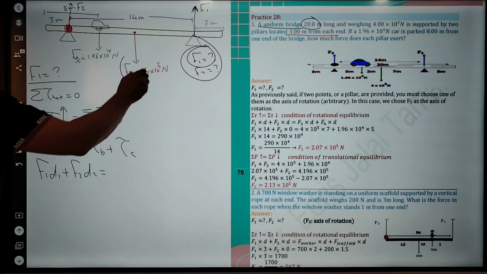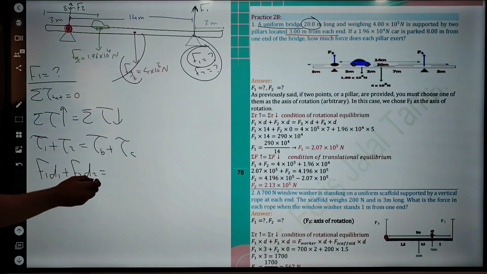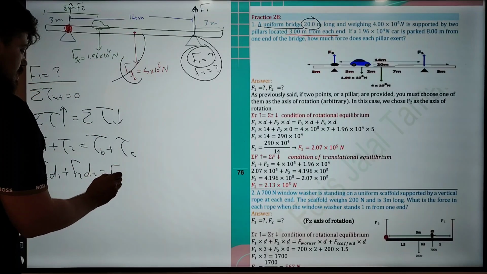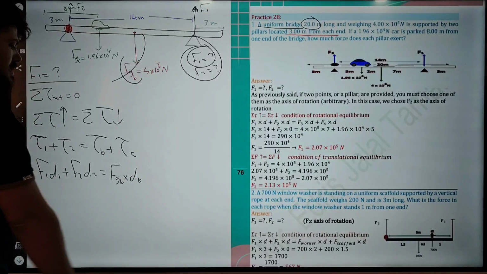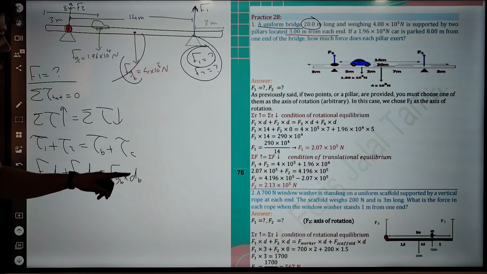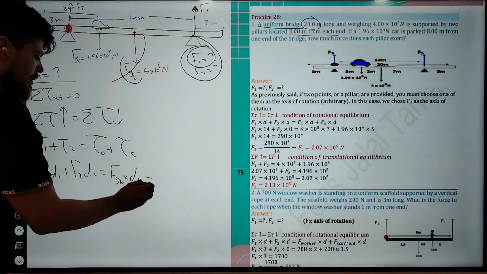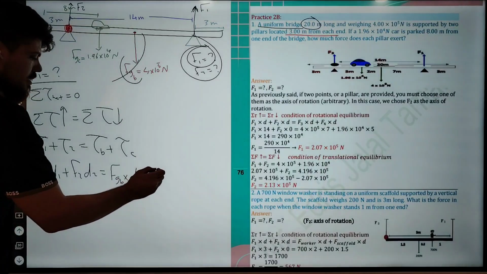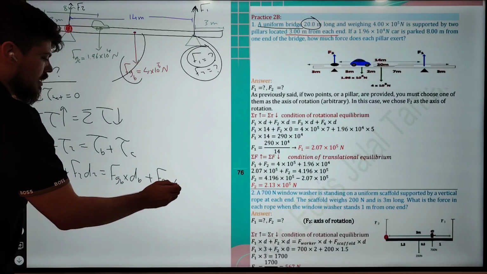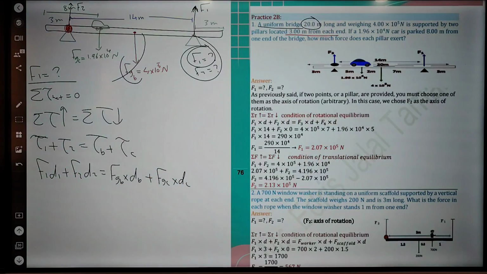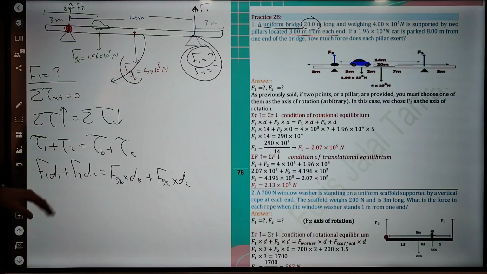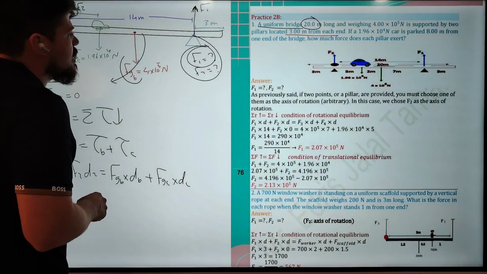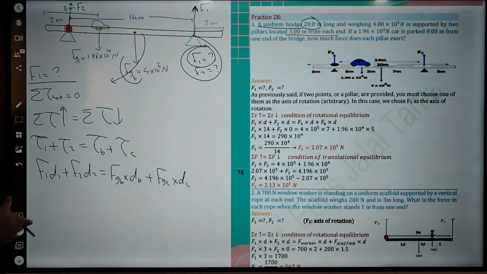Torque of the bridge, which is clockwise, means the force Fg of the bridge times the distance of the gravitational force of the bridge to the axis of rotation, plus torque of the car. It means Fg car times the distance of the car. Okay? Guys, listen carefully. How can we determine the distance? Because each force has a different position, the distance from each force is different from each other.